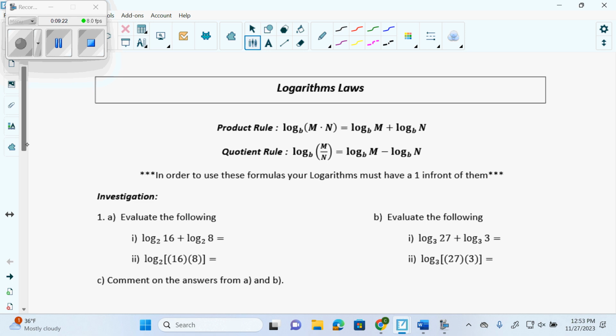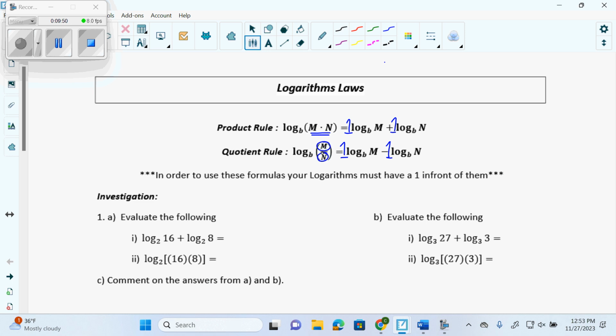Log laws are on your formula sheet. It basically says that if you have the same base and you add two logs to the same base, and the key thing is that they have to have ones in front. So this is a 1 in front, and this one has a 1 in front. When they have positive ones in front, you can put them together by multiplication. If it has a positive 1 in front, it can go to the top for multiplication, and a negative 1 in front, it can move to the bottom for division.